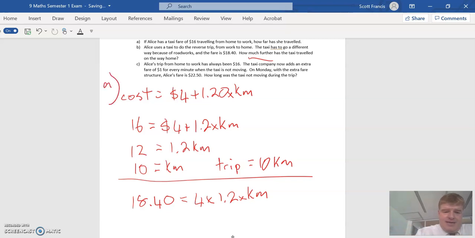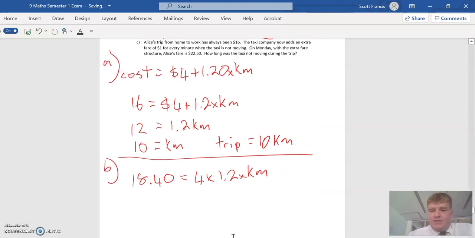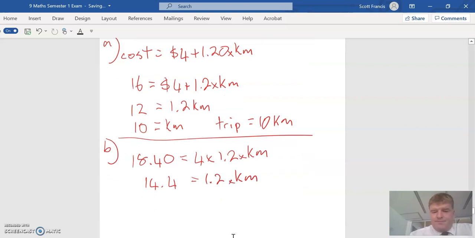So let's just label this as A, this is B, just so I can get some marks for my nice neat setting out. Subtract 4 from both sides, so we've got 14.4 equals 1.2 by the number of kilometres. Now we can say, okay, to find the number of kilometres, divide both sides by 1.2. 14.4 divided by 1.2, I'm pretty sure it's going to be 12. 14.4 divided by 1.2 does equal 12. So the number of kilometres home equals 12.